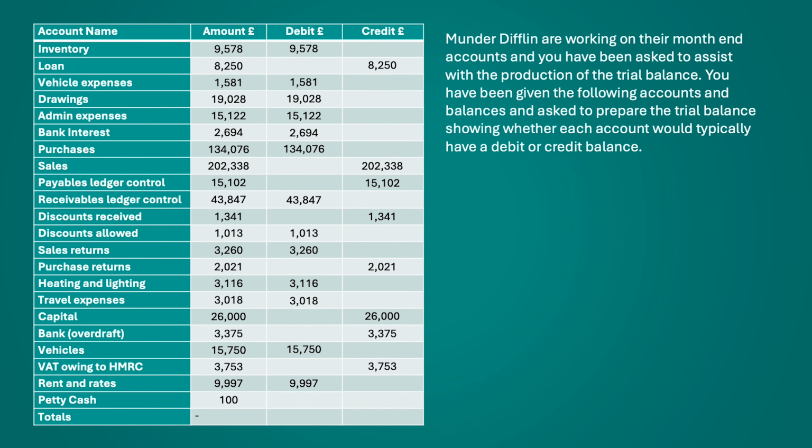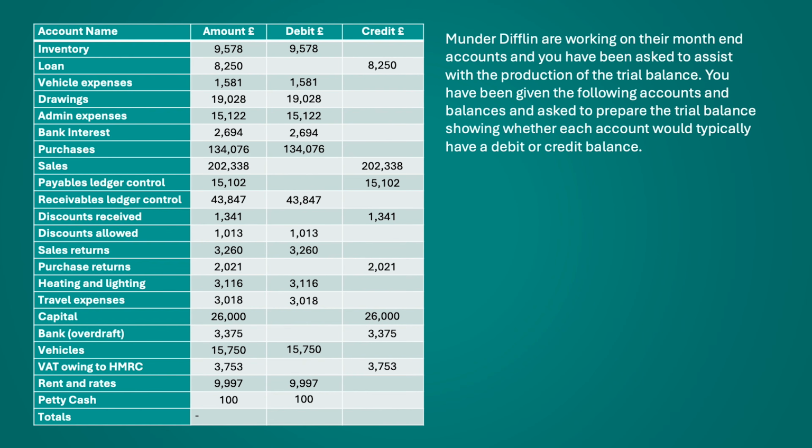And then petty cash records small value transactions that wouldn't go through the business bank account. It would usually have a small balance, but as it's money the business owns, that would be an asset and therefore a debit. Now the last step to completing the trial balance is to add up the debit balances, add up your credit balances, and the two figures should be the same.